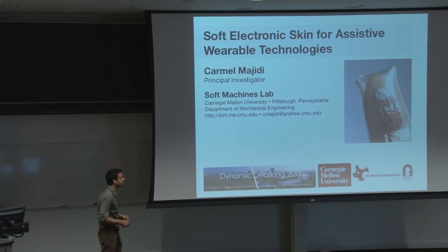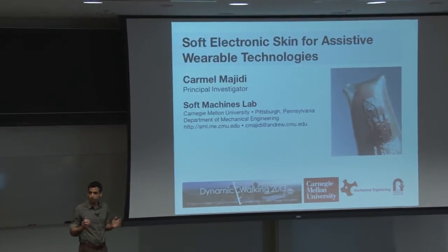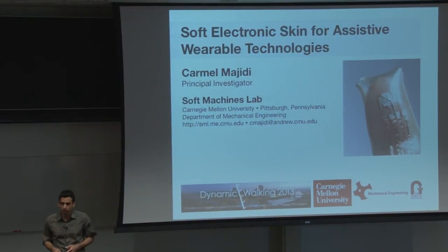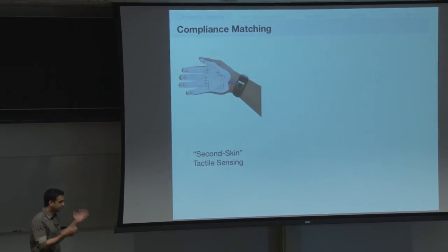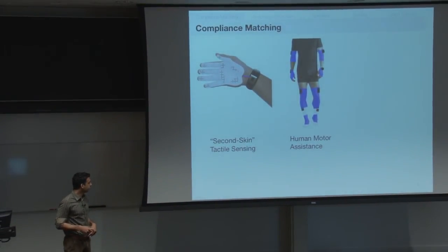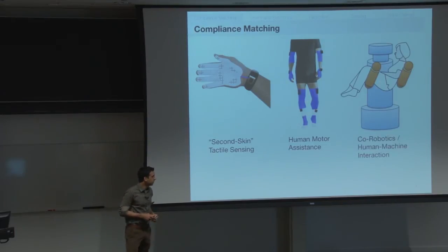My name is Carmel, and I run the Soft Machines Lab here at CMU. Part of our mission is to create what I call soft matter technologies. These would be used for robots that engage in very intimate physical contact with the human body. Applications could be second skin type wearable computing, like we've been talking about, human motor assistance, so basically wearable robots, exoskeletons, also humanoid type co-robots.